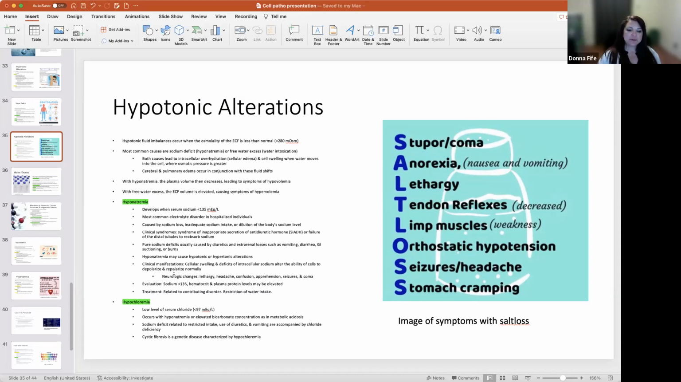Hypochloremia goes along with this. The low level of serum chloride is less than 97. This occurs with hyponatremia or elevated bicarb concentration, such as with metabolic acidosis. Serum deficit related to restricted intake, use of diuretics, and vomiting are accompanied by chloride deficiency. And one disorder noted here is cystic fibrosis. This is a genetic disease characterized by hypochloremia.